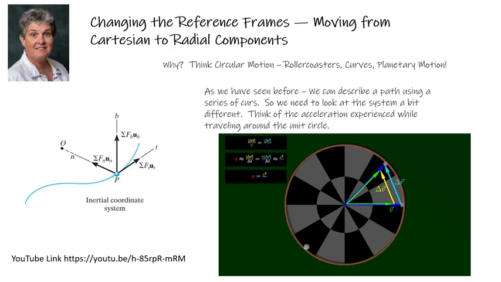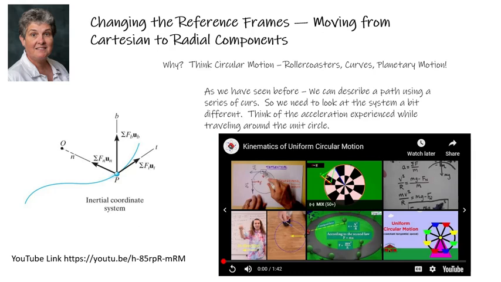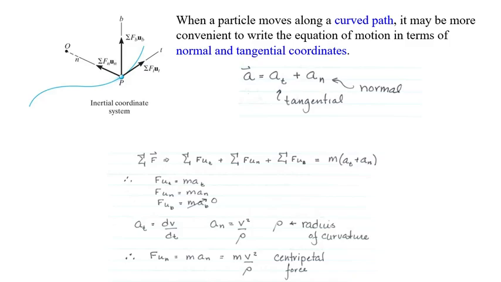Now remember, this is the instantaneous acceleration, and as we go through a different path, we are also going to have a tangential component as well as that centripetal component. So just remember the visualization that helps us out in looking at where we want to go. Now, when a particle moves along a curved path, it may be more convenient to write the equation of motion in terms of the normal, or centripetal if I'm in a circle, the part that's going towards the center, and the tangential component. So remember that we can do it in terms of our two components.